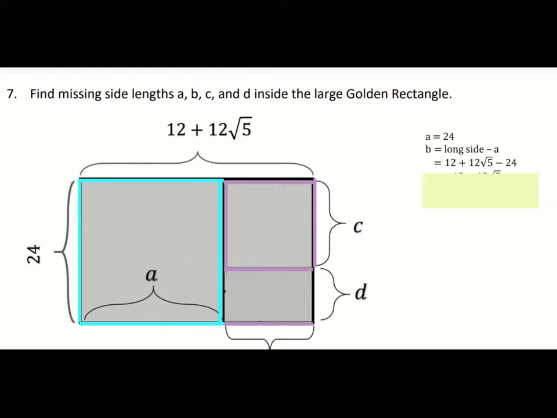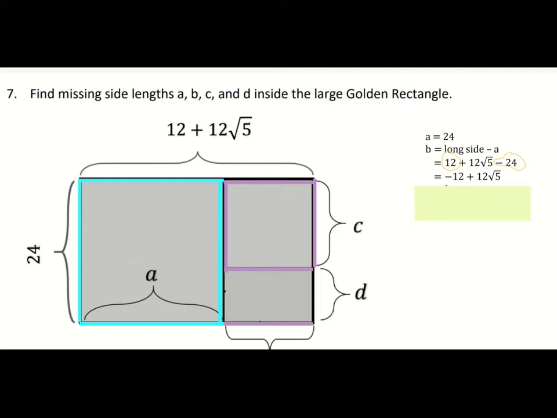Now I've got some like terms here. That would be just the 12 and the negative 24. Those are numbers I can add together. 12 minus 24 is going to yield negative 12. The term that has the square root of 5 is not a like term to these constants. I can't add the 12 root 5 to the negative 12. So 12 square root of 5 is irrational. It cannot be added to a rational number like that. So I cannot simplify B any further.